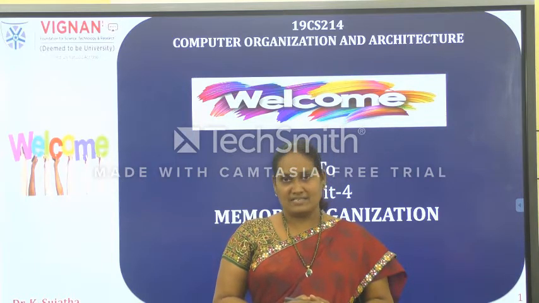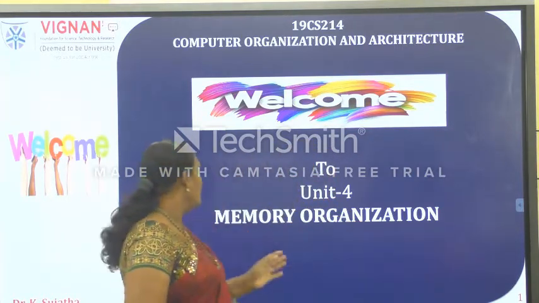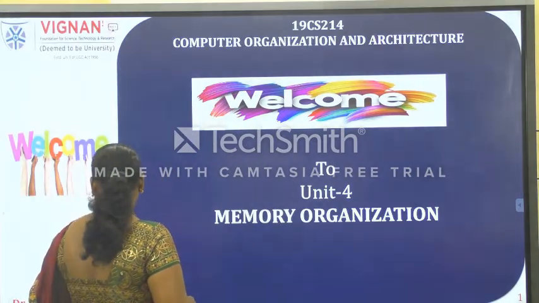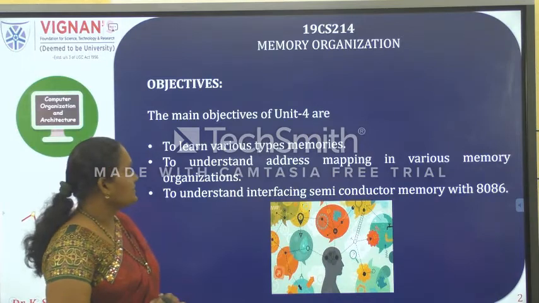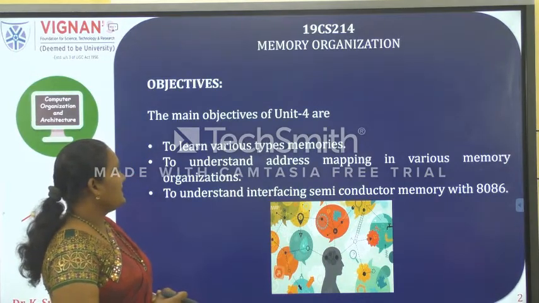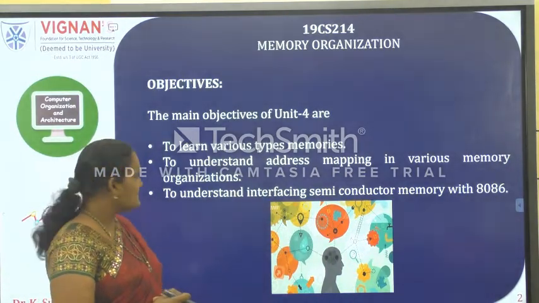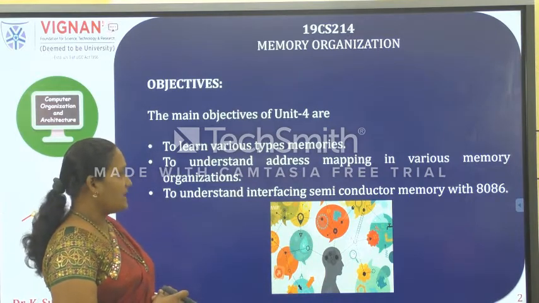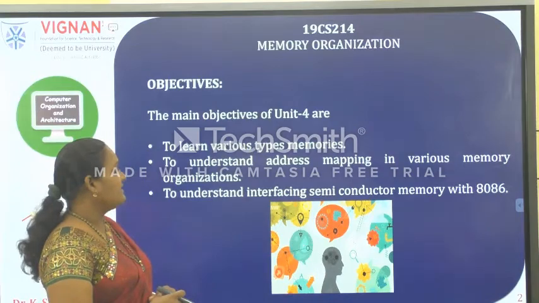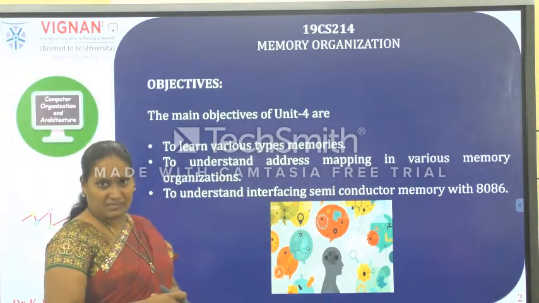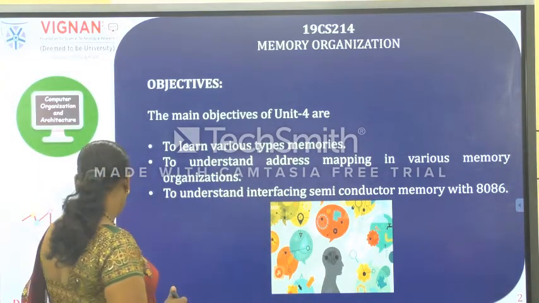We also covered the various micro operations that are present in the execution of those instructions. In this unit, the fourth unit, we are going to discuss memory organization. The main objectives of Unit 4 are to learn various types of memories, to understand address mapping in various memory organizations, and to understand interfacing semiconductor memory with 8086.